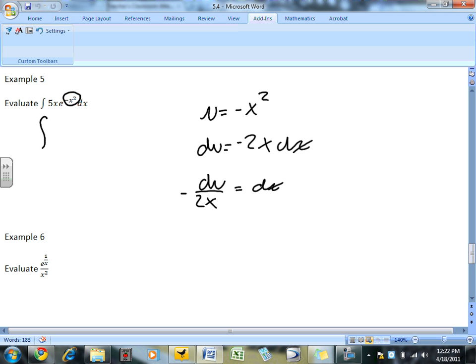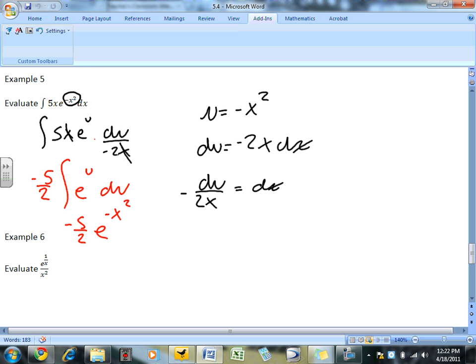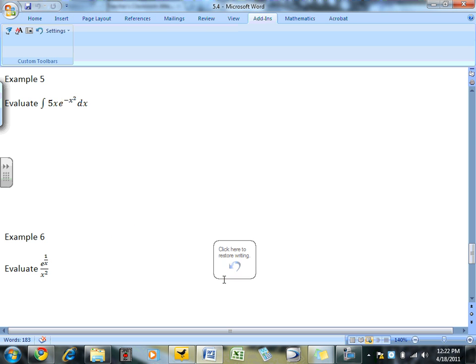So I have the integral of 5x e to the u, and then let's substitute in for our dx. So I have du all over negative 2x. These x's can cancel out. And we know that we can take out any constants that we're multiplying, so we can pull a negative 5 halves out. All I have left over then is the integral of e to the u du. That's good because we know what that is. So it's going to be negative 5 halves e to the u. And we'll plug our u back in, so negative x squared there, plus c. So there's that example. Moving on.